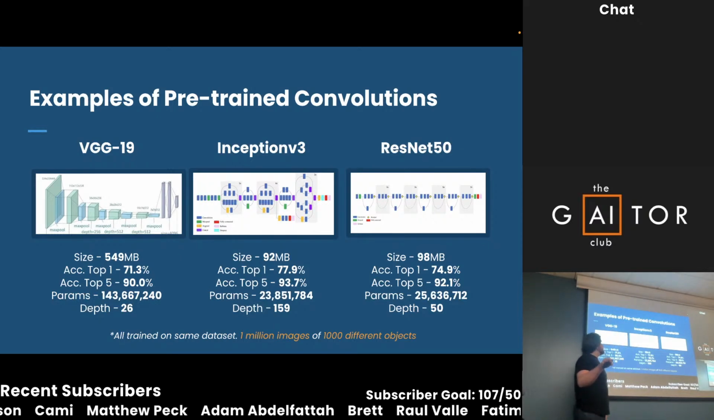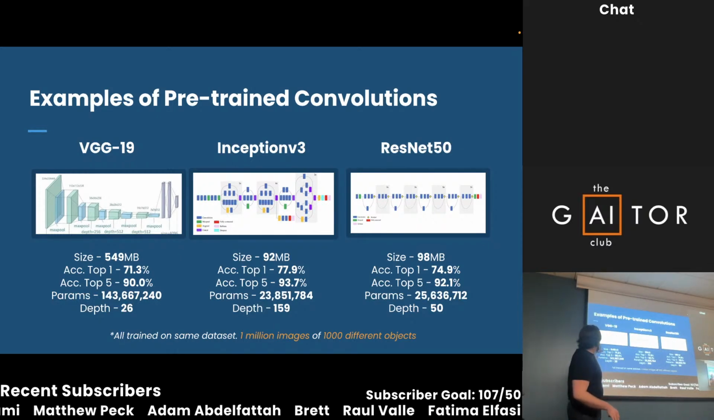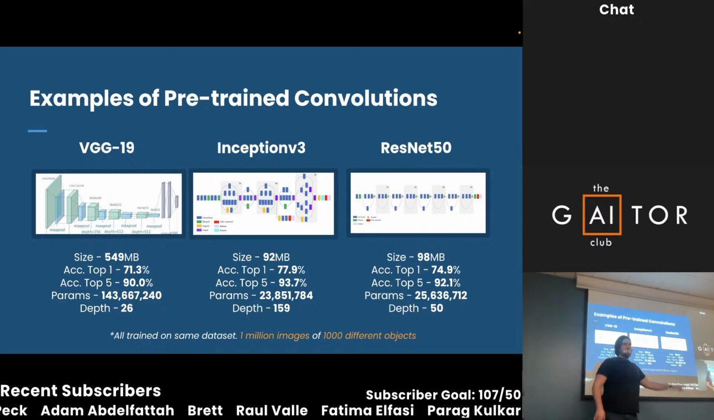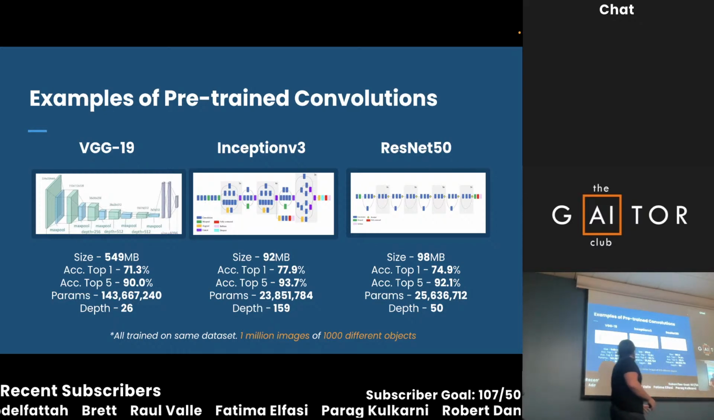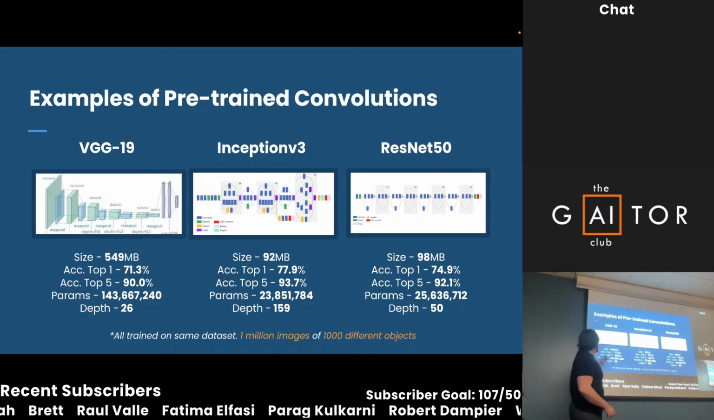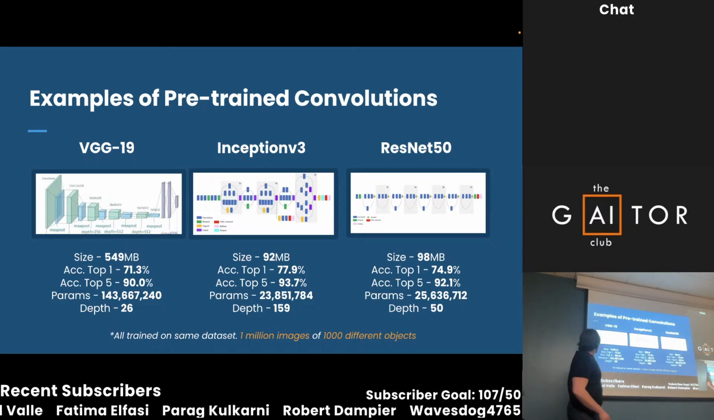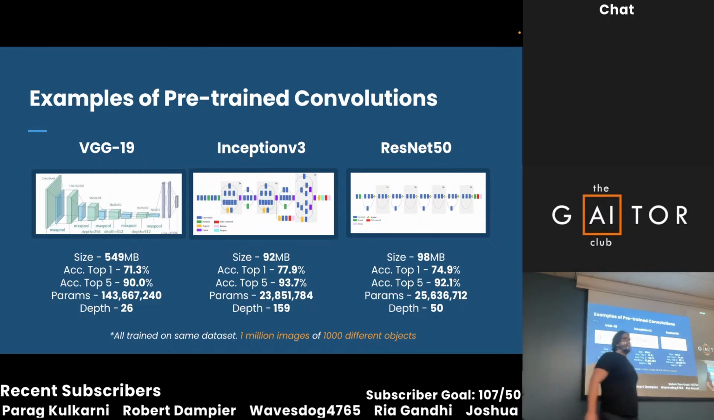So here's some examples of pre-trained convolutions. These are trained on a data set of 1 million images on 1,000 different objects. This one is an open source one, and this is the structure: the first convolution, second convolution, third convolution. There are like 6 convolutions, but it turns out really good.